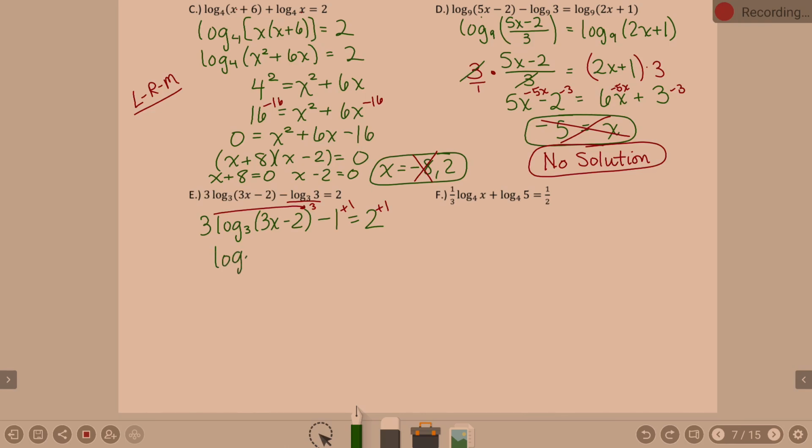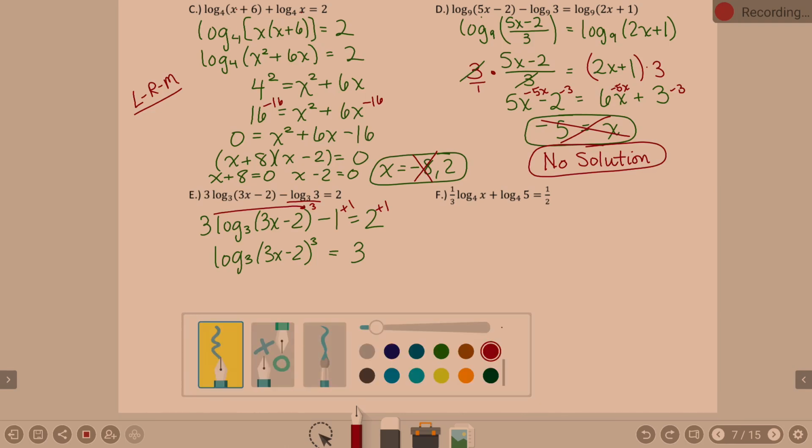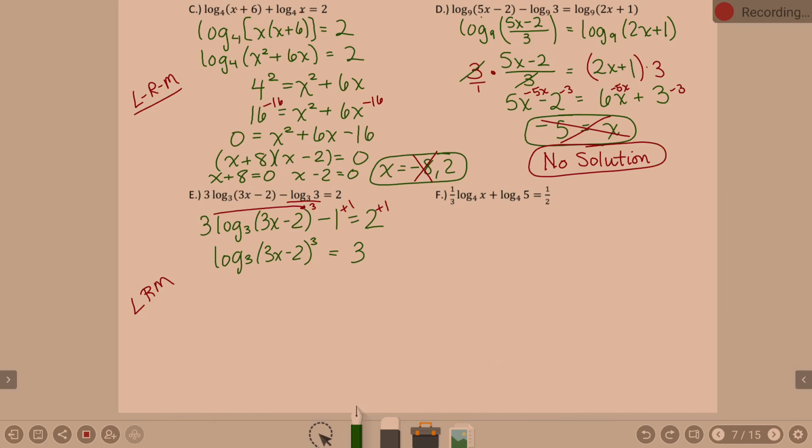So, log base 3 of 3x minus 2 raised to the third. If we move that 1 over, this is equal to 3. Now, left, right, middle to get out of here, since we have a log on one side and not on the other side. 3 to the 3rd is equal to 3x minus 2 cubed. So 3 on the left raised to the 3 on the right equals 3x minus 2 to the third.